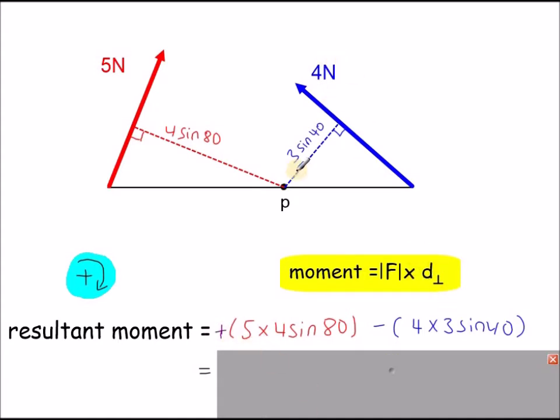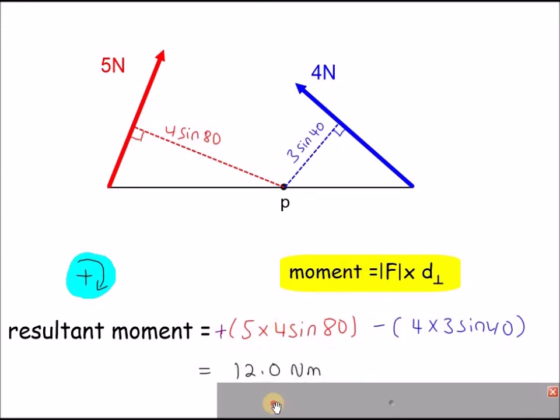And the 4 Newton force about point P, it's trying to rotate things in this direction. So around P, this will be anti-clockwise. So that's negative. Simplifying, we have a positive answer at the end, which means the final resultant moment will be in this direction, the direction we originally stated, so clockwise.